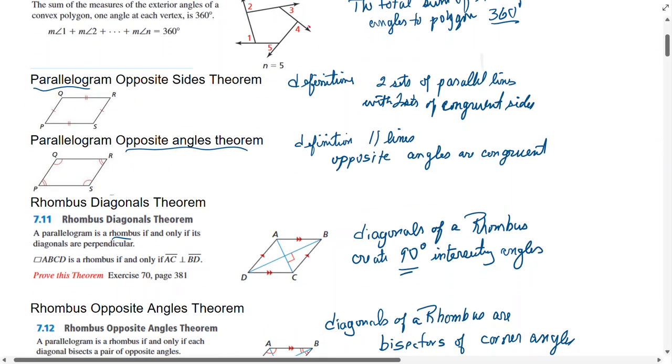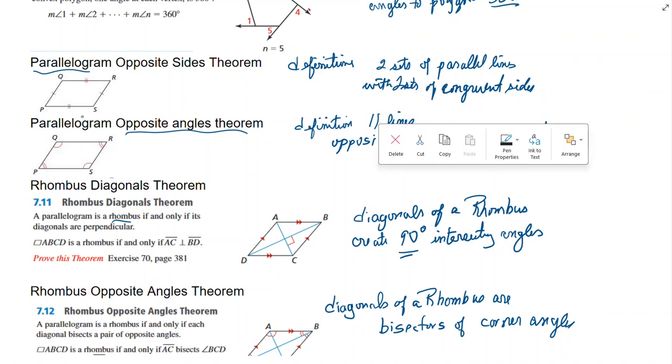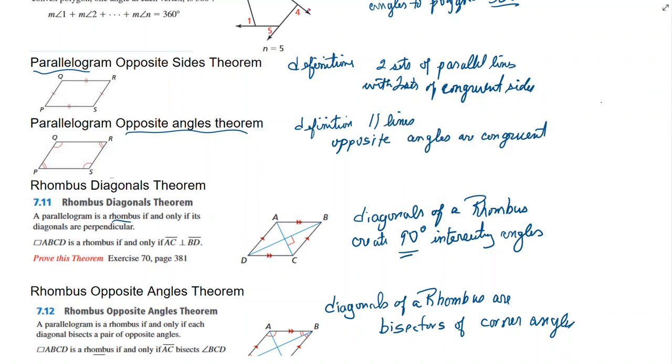Now we get to the parallel opposite side theorem. The parallel opposite side theorem has two sets of parallel lines with two sets of congruent sides. You can tell by the little red slashes around that item, the parallelogram. We also have the opposite angles theorem for a parallelogram, and it says opposite angles are congruent.